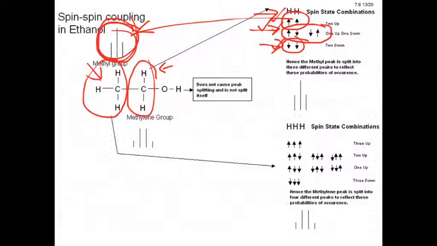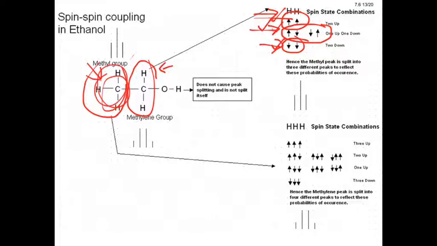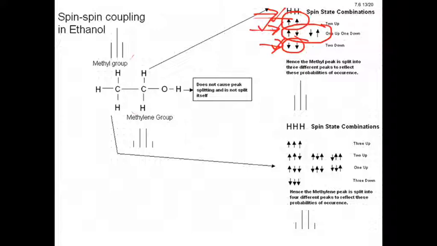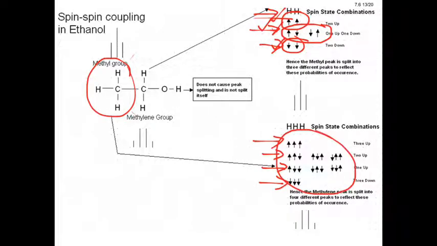Okay, now I'm just going to rub out some of this because I'm creating a huge mess. Now let's consider these three, the CH3 group, and what they do to the CH2 group. Well, there's three of them, so they could be all up or all down, or you could have three ways of having two up and one down, and three ways of having one up and two down. So that's all the permutations and combinations of spin-ups and spin-downs you can have for those three protons.